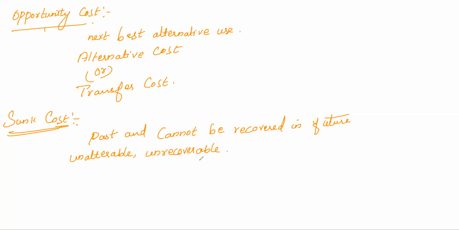For example, if a firm purchases specialized equipment designed for a special plant, the expenditure on this equipment is the sunk cost because it has no alternative use and its opportunity cost is zero. Sunk cost is also called retrospective cost. Next one is floating cost. Let us see what floating cost is.